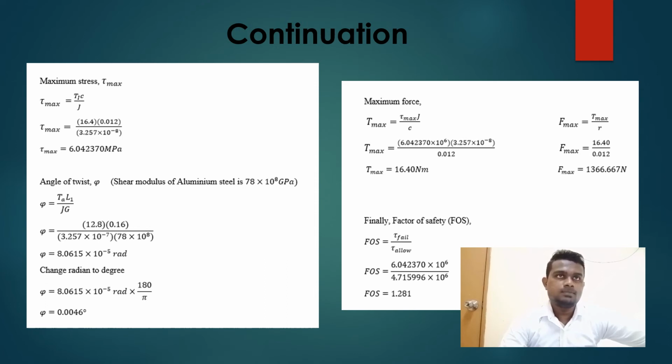And after that, we need to find the maximum force. To find the maximum force, we can use the equation of T max divided by R. So the force max that we got is 1366.667 Newton. And finally, we need to find the factor of safety, which is FOS equal to tau fail divided by tau allow, or we can also call it the shear stress of failure divided by the allowable shear stress. So in this case, we got the factor of safety equal to 1.281, which is more than 1. Thank you.